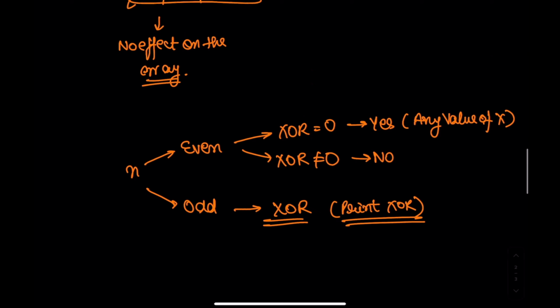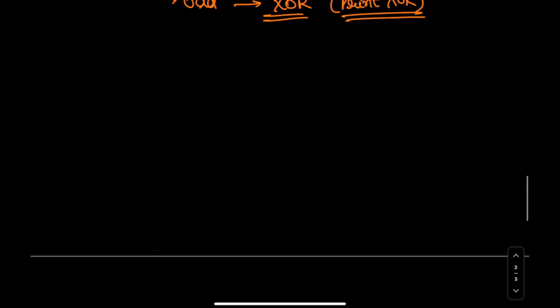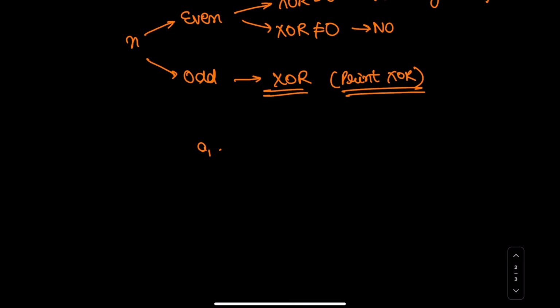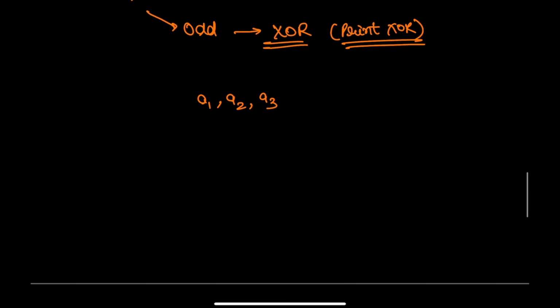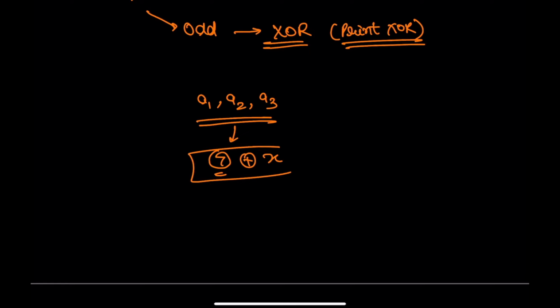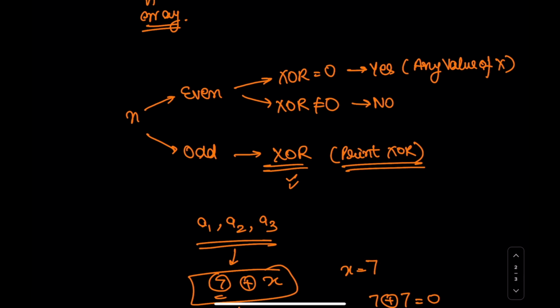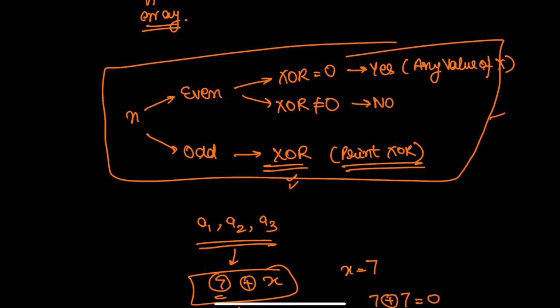Why? Let's suppose we have an array A1, A2, A3, right? We XOR anything with this. Let's suppose the answer was 7 after XORing and we have one XOR x. So if x is 7, then 7 XOR 7 is 0, right? So we'll basically mark our value as 7. That's why we need to print the XOR. That is all we need to do in this code.